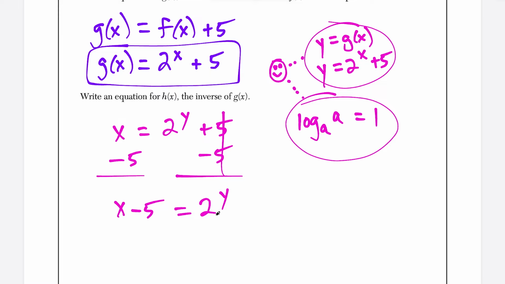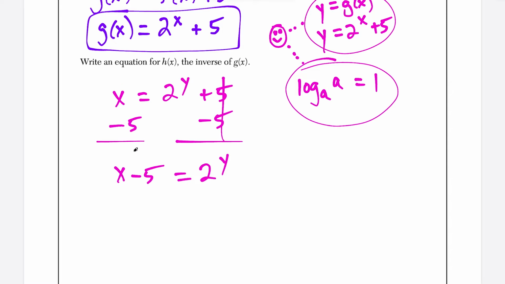So the move that I want to do is take the log base 2 of both sides, because the base of my exponent is 2. That's why I want to take the log of a matching base to my exponent, so I can use this property here. Okay, so that's what we're going to do next.